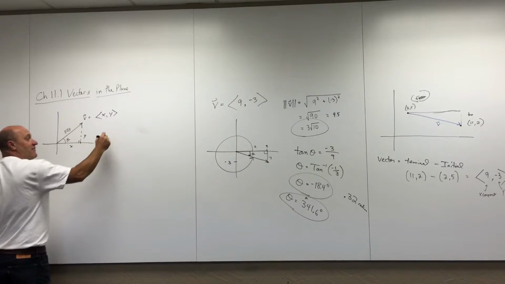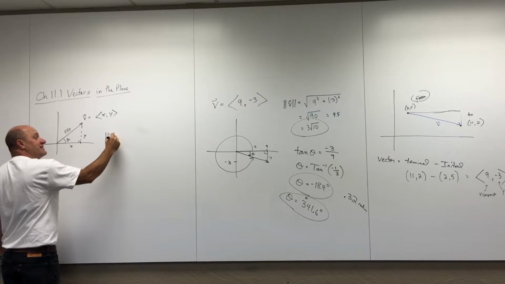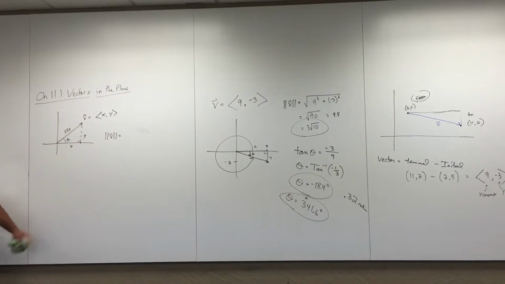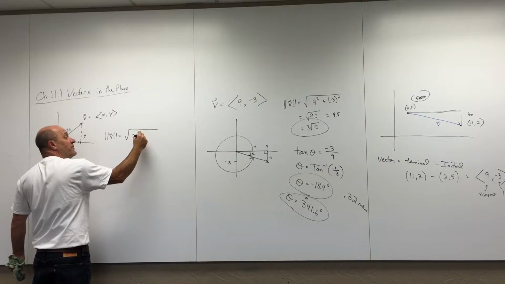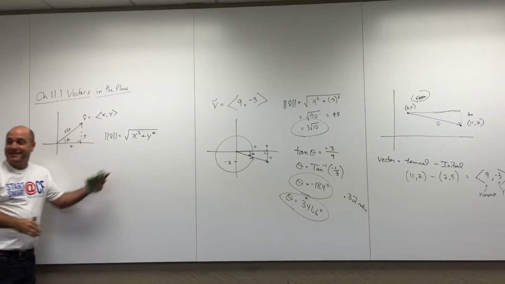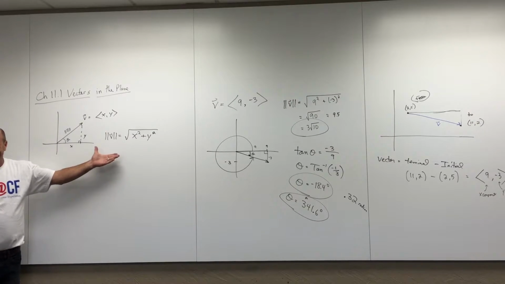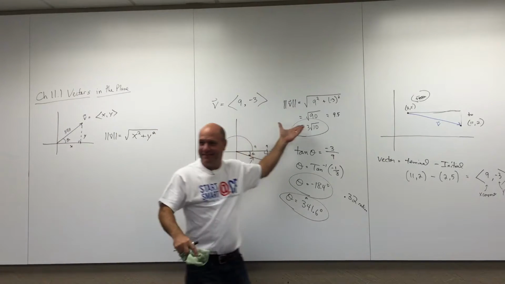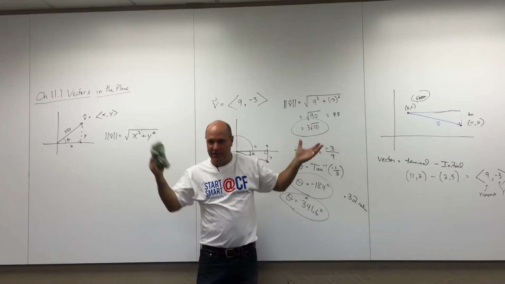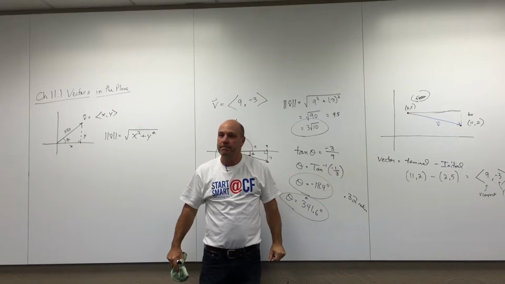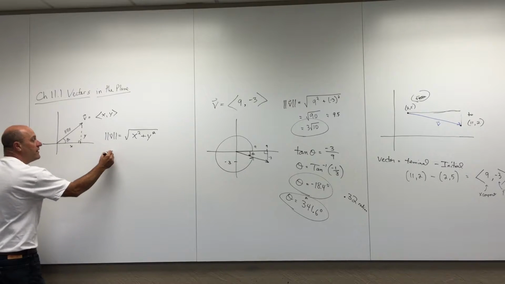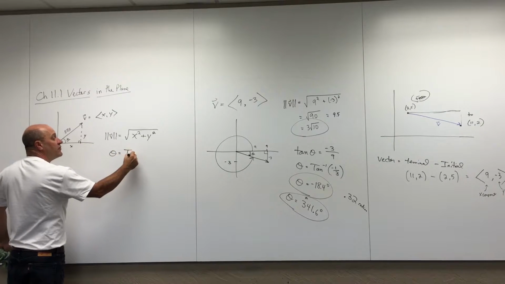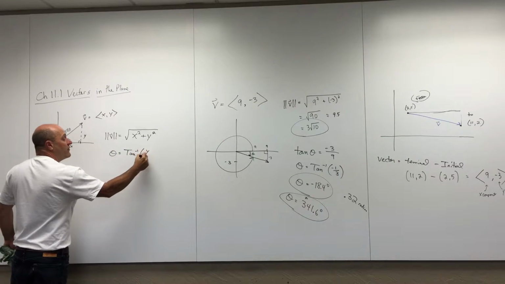So with this picture labeled like this, what did we just discover? The magnitude of the vector is the hypotenuse of the triangle, which is basically the square root of x squared plus y squared. So there's a formula. I started with an example and now got to the formula. We could have done it the other way, but you're with me, I guess. And then the formula for the angle would be the tangent inverse of y over x.